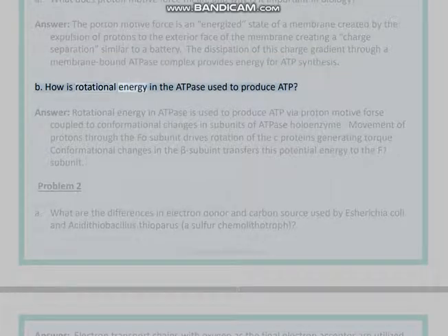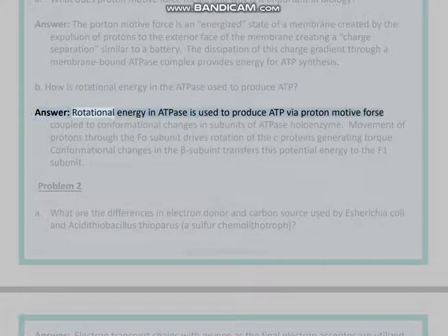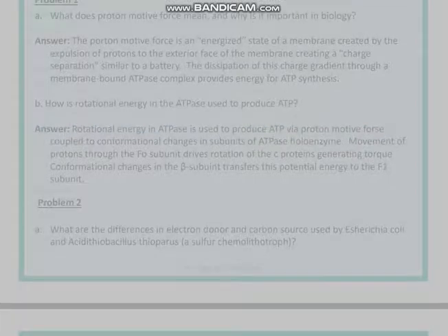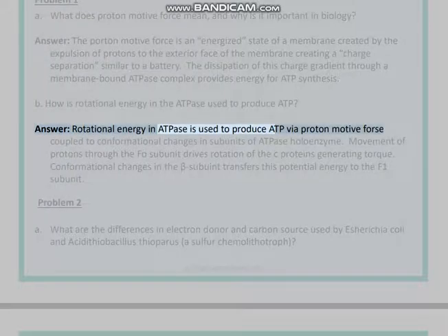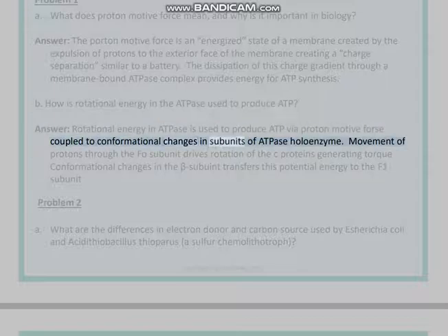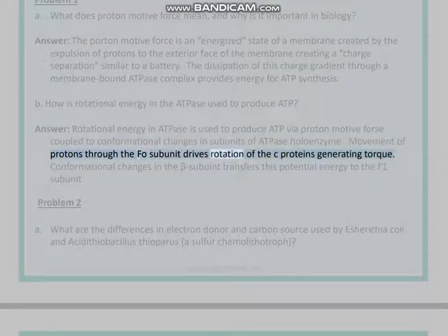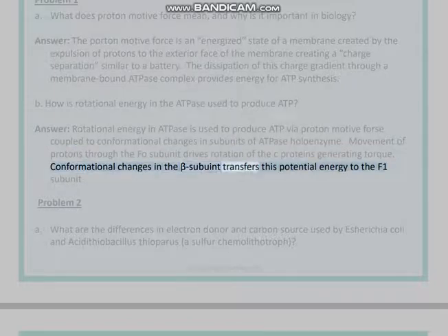B. How is rotational energy in the ATPase used to produce ATP? Answer. Rotational energy in ATPase is used to produce ATP via proton motive force. Problem 1. Answer. Rotational energy in ATPase is used to produce ATP via proton motive force coupled to conformational changes in subunits of ATPase holoenzyme. Movement of protons through the FO subunit drives rotation of the C proteins, generating torque. Conformational changes in the beta subunit transfer this potential energy to the F1 subunit.